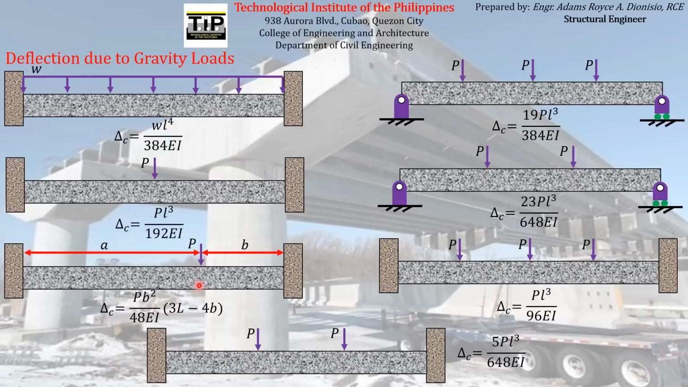So later on, or maybe next time, I will show how to derive the deflection at midspan for any loading condition for a fully restrained beam. Any loading condition, meaning whether it is a triangular load or uniformly distributed load or trapezoidal load, you can just easily compute the deflection at midspan with just using this formula. So later on or next time, I will show you how to do that.